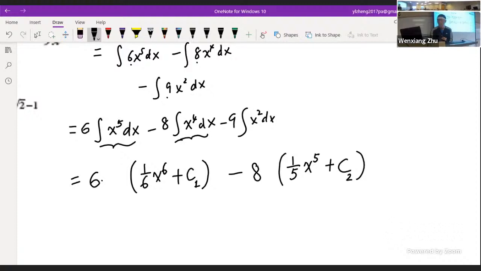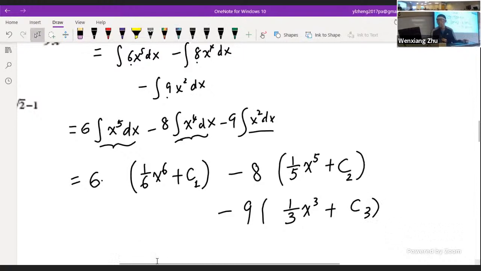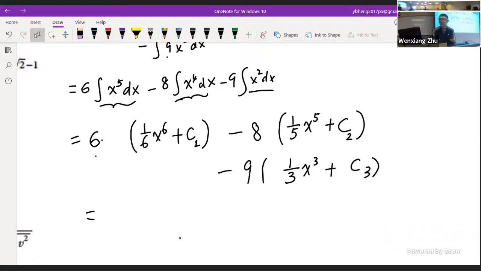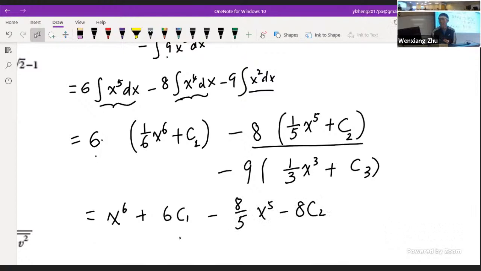Now you go to the third, minus 9. Antiderivative of x squared, you know that's equal to x cubed, multiplied by the reciprocal of that. And you are going to add another constant C. Well, it might be different, so you call that C sub 3. Now we can just distribute. So 6 times 1/6, that's why you have x to the 6th power. The second one, you have 6 C1. Now you distribute this part. You have 8 over 5 x to the 5th minus 8 C2. And the third one, you distribute that, you have minus 3x cubed minus 9 C3.